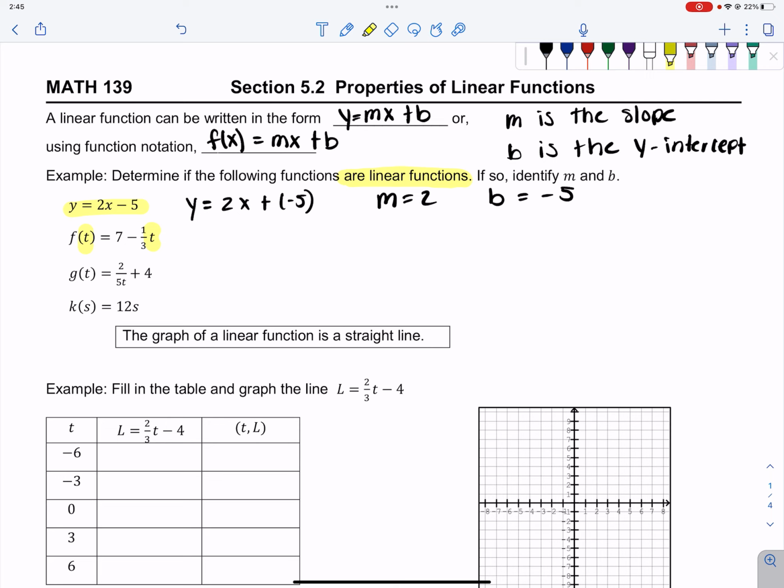And with this one, we also have this one being switched. So we could rewrite this as being negative 1 over 3t plus 7. And now it's a little bit more clearly in the mx plus b format. So we can say, yes, this is a linear function. And now our m for this one is what we're multiplying t by, which is negative 1 over 3. And then our b is the positive 7.